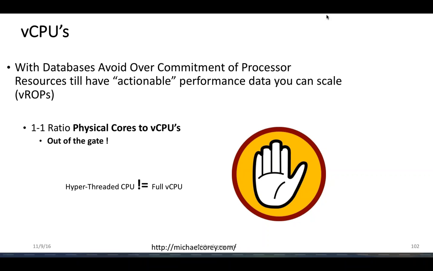Now you can overcommit once you're comfortable. And I want to drive home that point. Some workloads get hurt by hyperthreading that are CPU intensive.